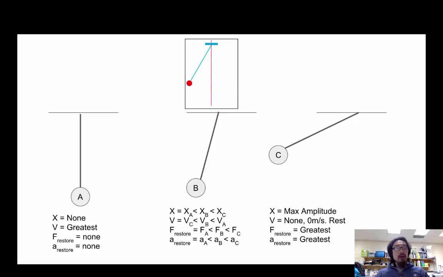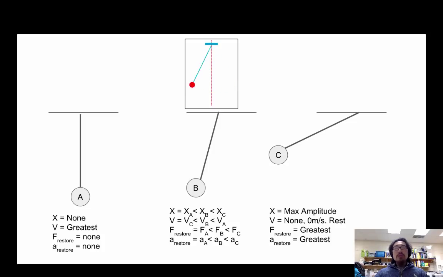So at the most bottom part of the swing, it would have the greatest velocity because all of the potential energy got turned into kinetic energy. And so if all the potential energy turned into kinetic energy, then we can say that the velocity is the greatest at that point. Because there is no displacement or there is no amplitude, there is no restorative force.